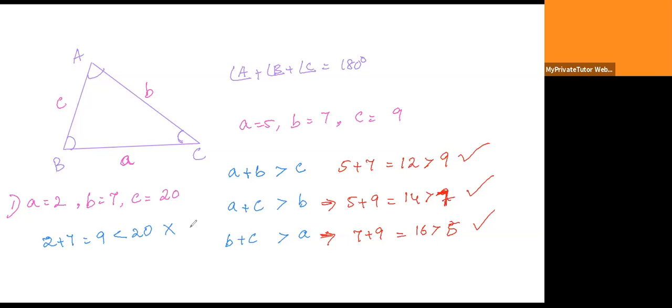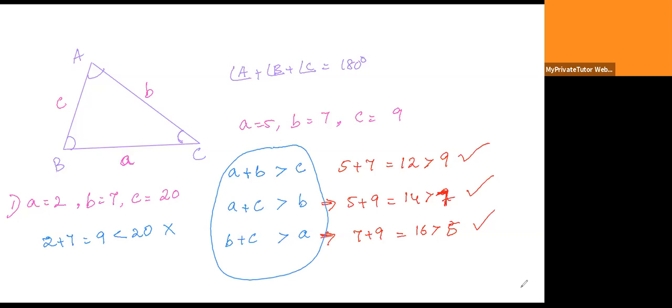Okay. So we have three numbers. We can take any two of them. So all three conditions must be satisfied. You can see the conditions I have written. All these things must be satisfied to form a triangle. I hope you understand that.